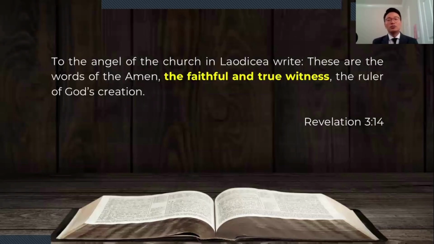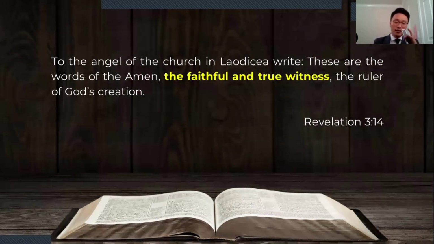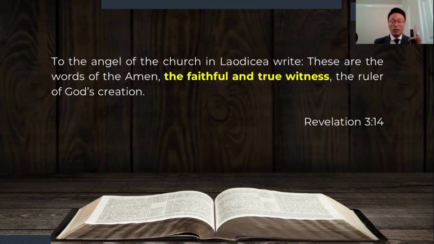The letter to the church of Laodicea includes this. To the angel of the church in Laodicea, write, these are the words of the Amen, the faithful and the true witness. True witness. I think most of you are familiar with the timeline of when the Laodicean church started. So the Laodicean church started in 1844, when the judgment started. And the person writing this letter to this church is described as the true witness.